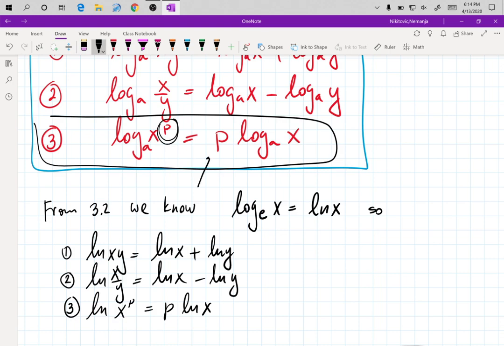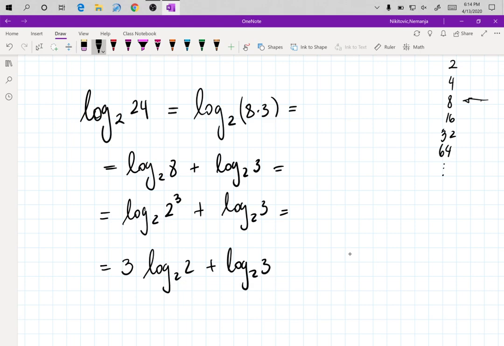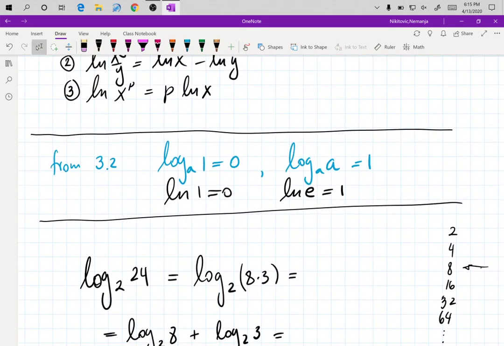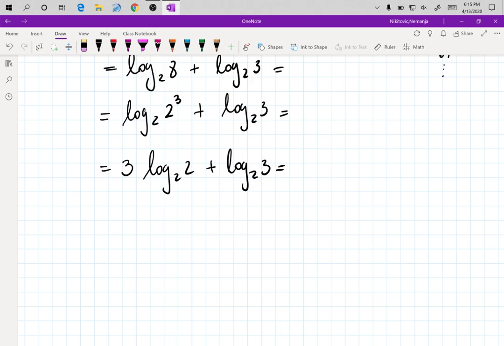This exponent jumps in front. So, exponent jumps in front, and you're left with log base 2 of 2 plus log base 2 of 3. But this one over here is your log_a a formula, and the log_a a formula is 1. So whether you're going to use inverse or this, it's up to you. Obviously this is way better. So this whole thing is 3 plus log base 2 of 3.